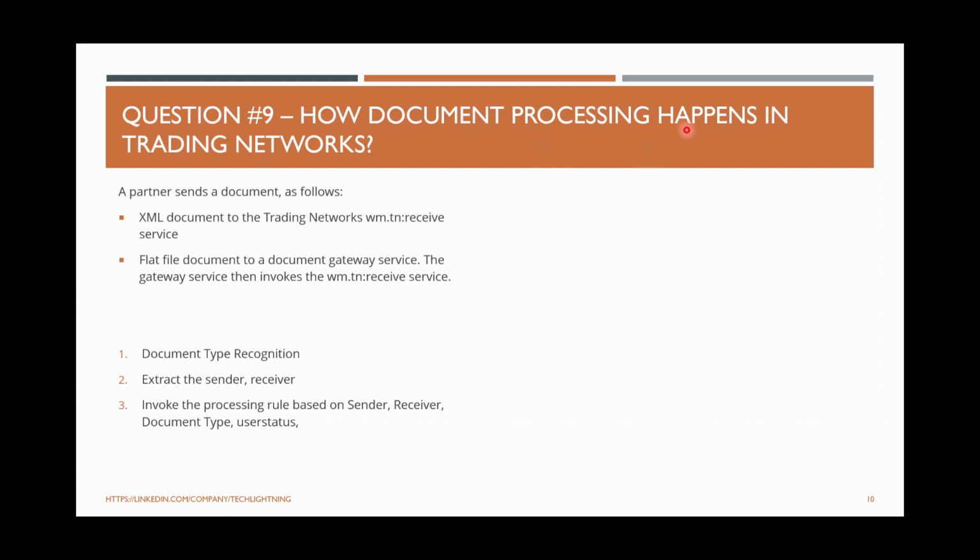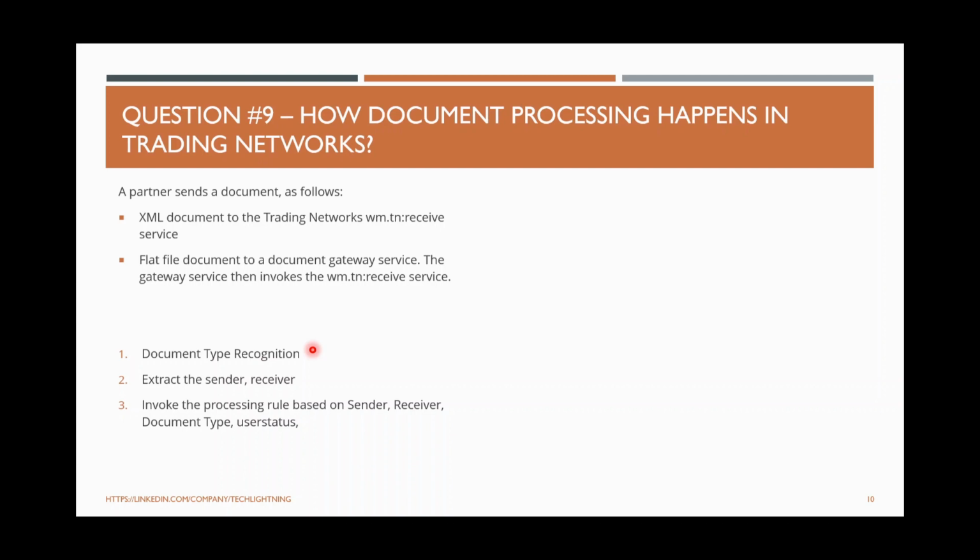How does document processing happen in trading network? This is very important. Whenever a document comes to TN, it could be coming from your external partner to your trading network, or from your integration server you are sending out to your partners. When the document is posted to TN, what will happen? The main thing is document type recognition. It needs to identify what the document type is. Is it an invoice or an order? Is it an order acknowledgement? That kind of recognition should happen.